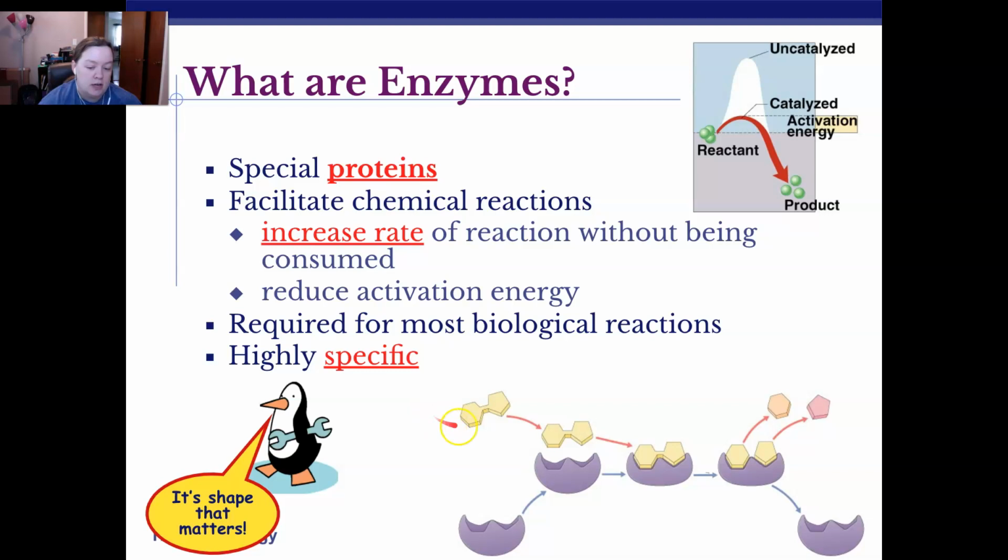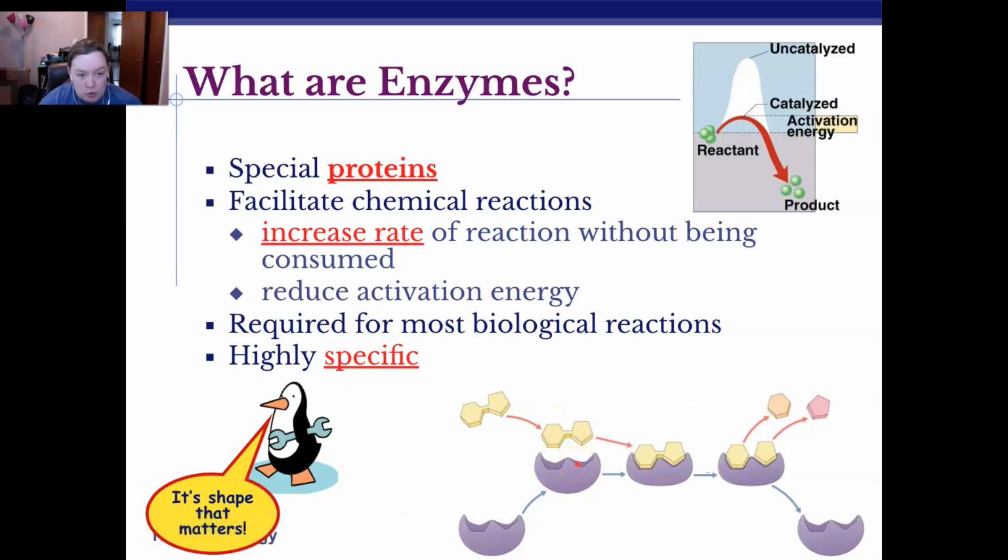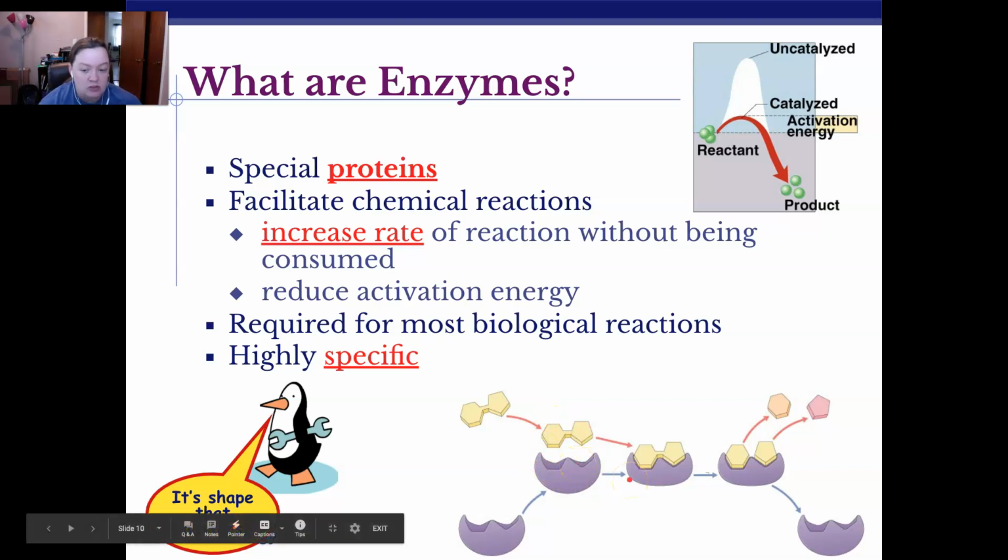So here in our diagram, this is my substrate, or the item that's going to be acted on. The purple is my enzyme, and as you can see, the two fit together perfectly. If there was a different shape here, it wouldn't be able to work. So they have to fit together perfectly in order to work.